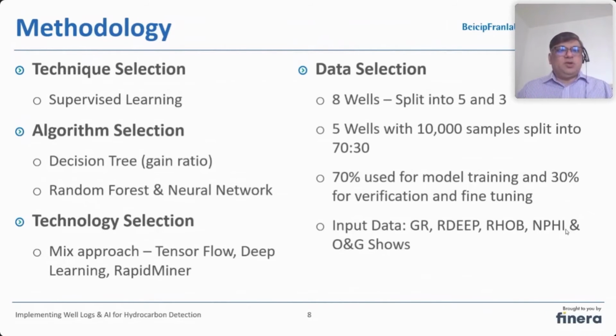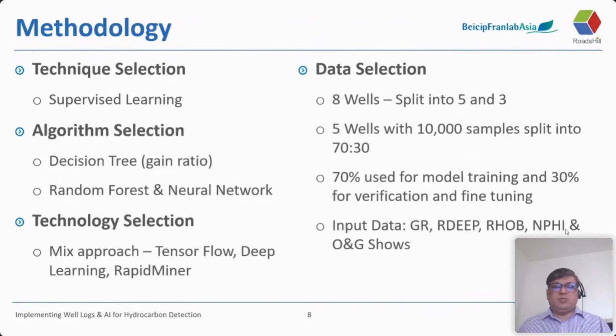Let's talk about the methodology, how we did it. There are many ways of using machine learning. We use the supervised learning technique, and we use several algorithms such as decision tree, random forest, and neural network. But for this particular exercise, we use the results that we received from decision tree, as they were performing well among the other algorithms.